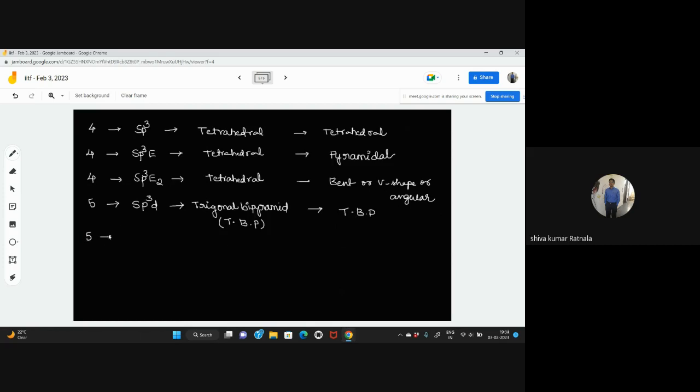X value is the same, sp3d, with one lone pair. Then geometry remains TBP, and the structure remains see-saw. If the X value remains 5 and hybridization is sp3d with two lone pairs, geometry remains TBP, and the structure with two lone pairs is T shape.